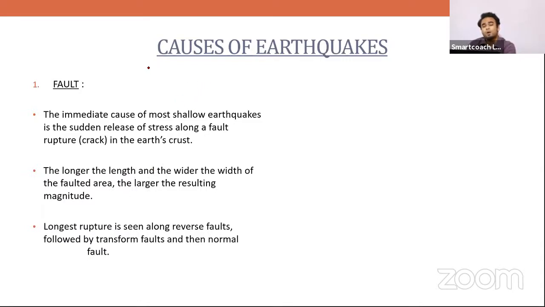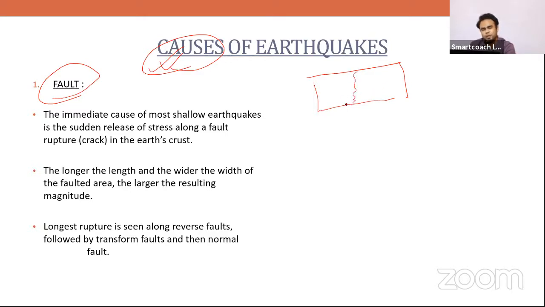So now we have to understand the reasons or causes behind the generation of earthquakes, right? So the first reason is faulting. Now what is this faulting? We already know. Now suppose this is a layer of rock, and in this rock layer, suppose there is a fracture. This fracture which is occurring on this rock layer is called your joints.